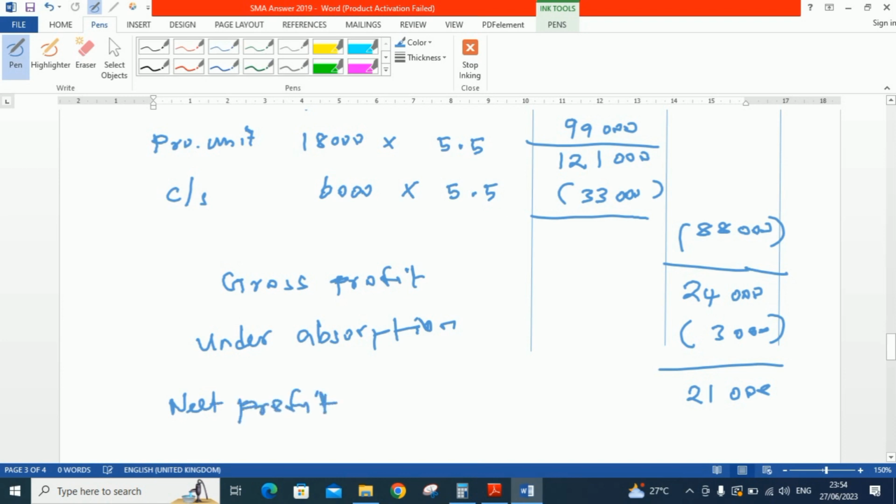Right? So this is the answer for these questions, calculate the income statement based on the marginal costing and absorption costing. When we prepare the marginal costing and absorption costing method income statements, we should remember that when we prepare the marginal costing, we should consider the variable cost only. When we prepare the absorption costing method, we should consider the full cost, variable cost plus fixed cost.